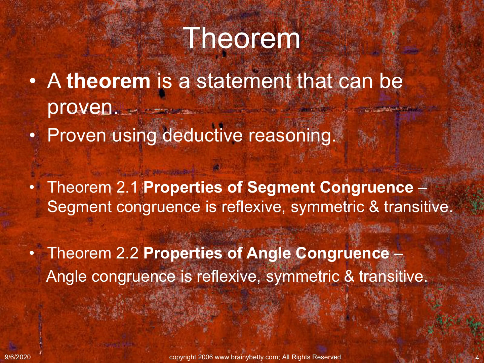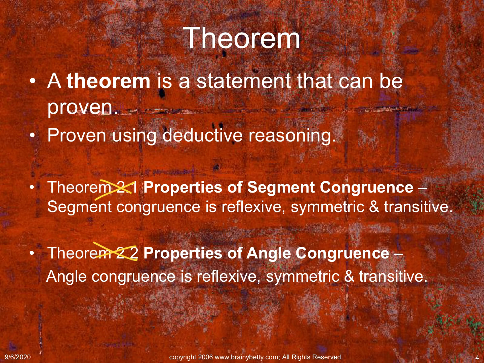So a theorem is a statement that can be proven. And the way that we're going to prove these theorems is using deductive reasoning. So we have to use facts. We're going to be using definitions, postulates, whatever knowledge we have. That's what we're going to use to prove a theorem. Now, the next two theorems listed here, again, do not memorize the numbers. You just need to memorize the name or what it says.